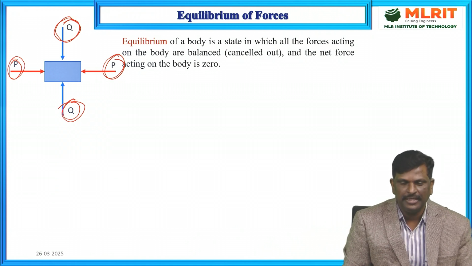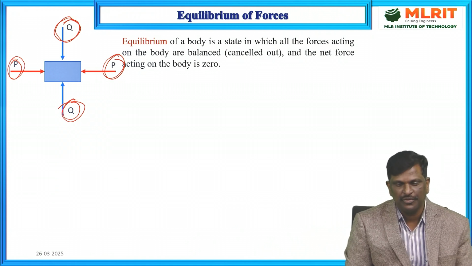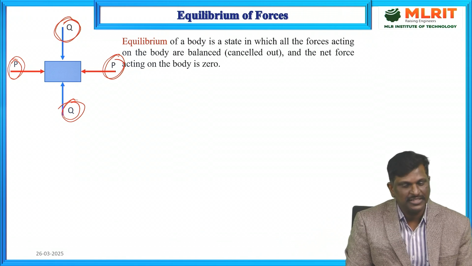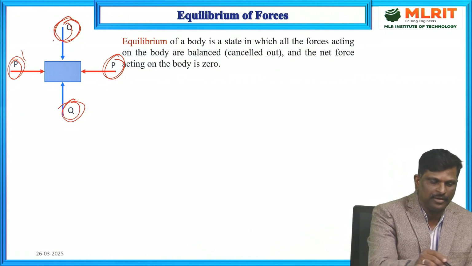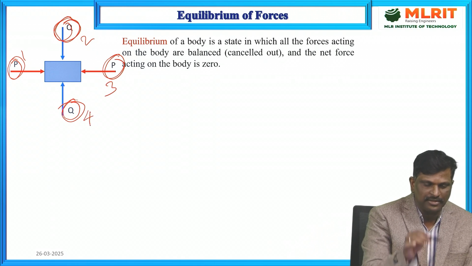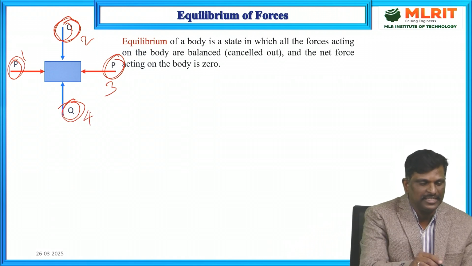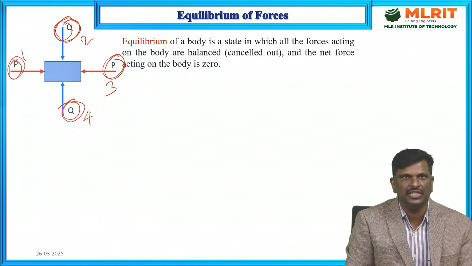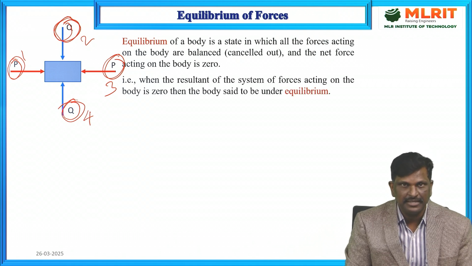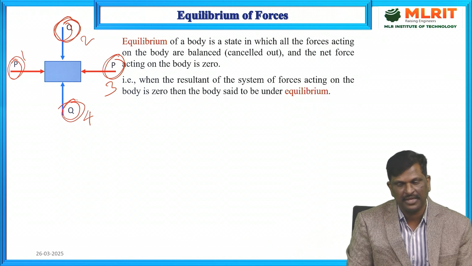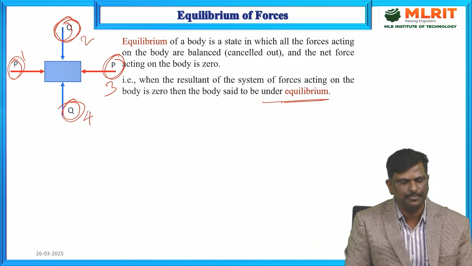This condition of the body is said to be static equilibrium. Equilibrium of a body is a state in which all the forces acting on the body are balanced by themselves and the net force acting on the body is zero. Here, even though four forces are acting on the body, the net force acting on the body is zero. That's why this body is said to be under static equilibrium. In other words, when the resultant of the system of forces acting on the body is zero, then the body is said to be under equilibrium.